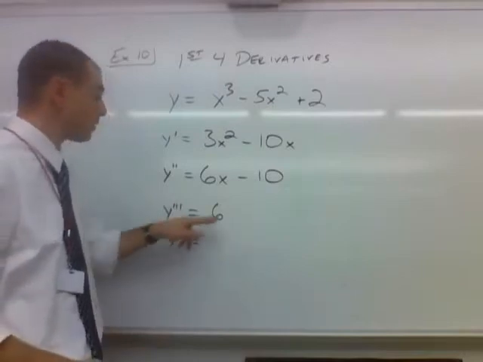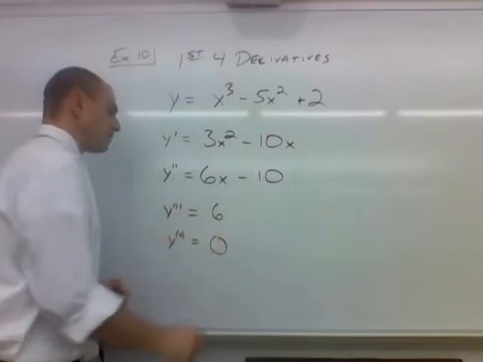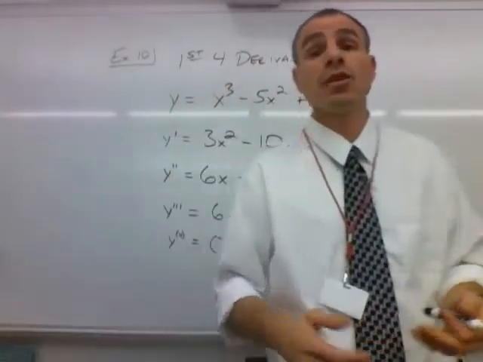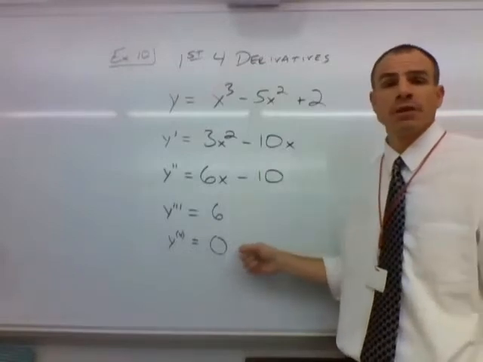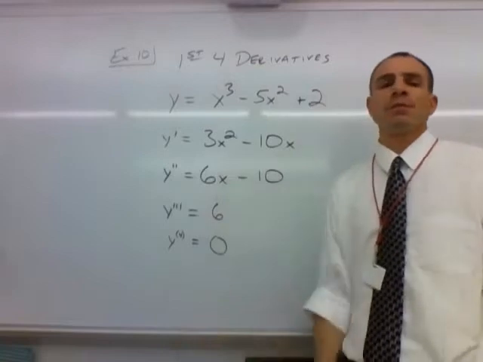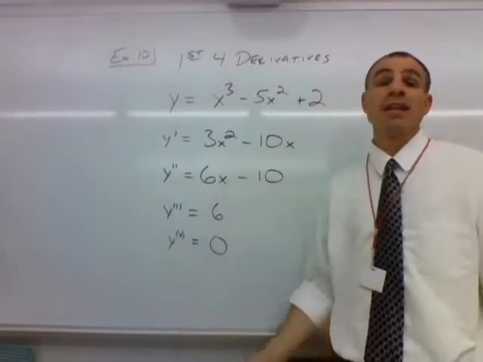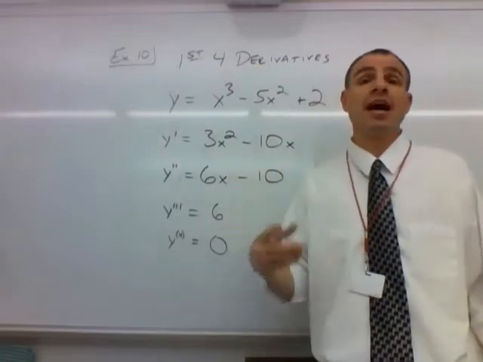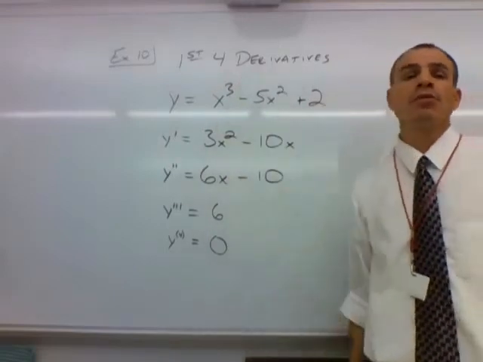So the fourth derivative, the derivative of 6, is in fact 0. Okay, and in fact, any derivative after this is also going to be 0, because if we ask for the fifth derivative, well, the derivative of 0 is 0. So any derivative from now on is going to be equal to 0. And that's going to actually hold true for any polynomial. If you derive any polynomial enough times, eventually it will derive to 0.